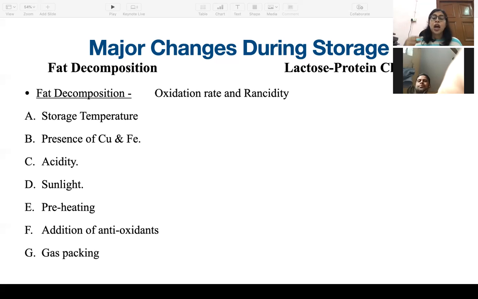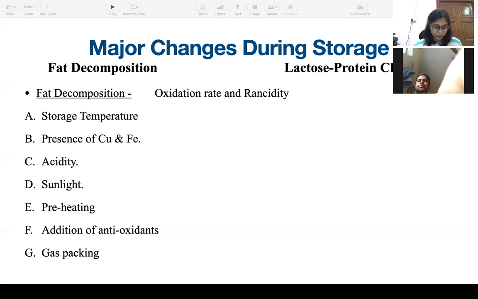Sunlight. Exposure to sunlight will accelerate or aggravate the rate of fat oxidation. Then comes preheating. Now, preheating of the milk will delay oxidative changes during storage.